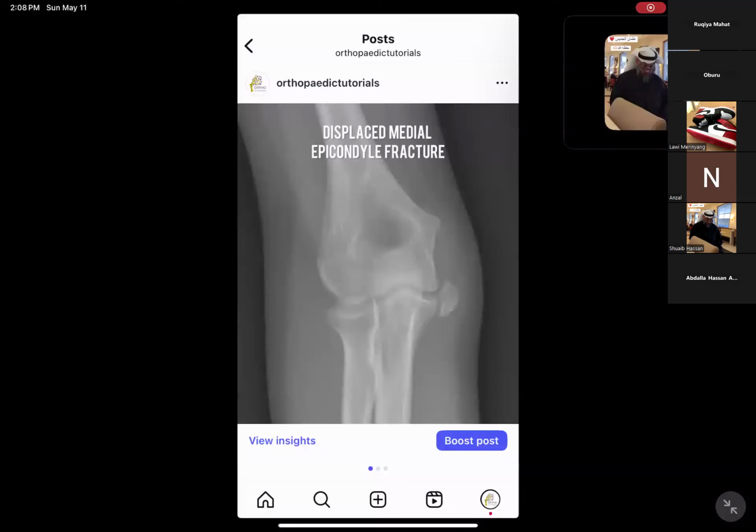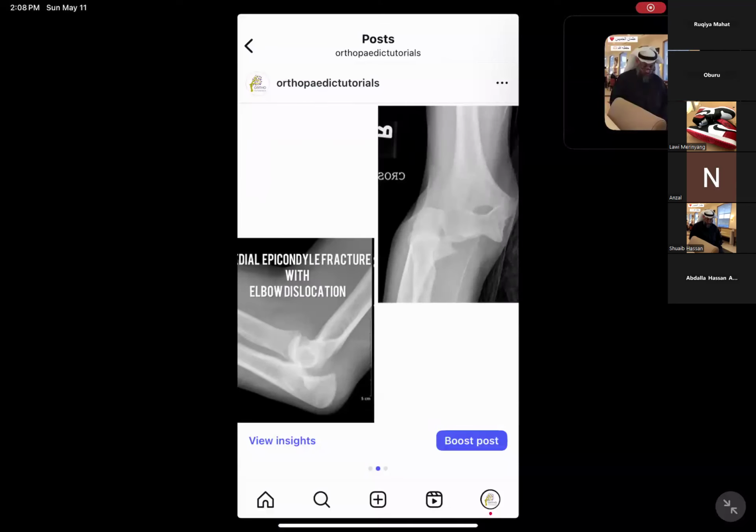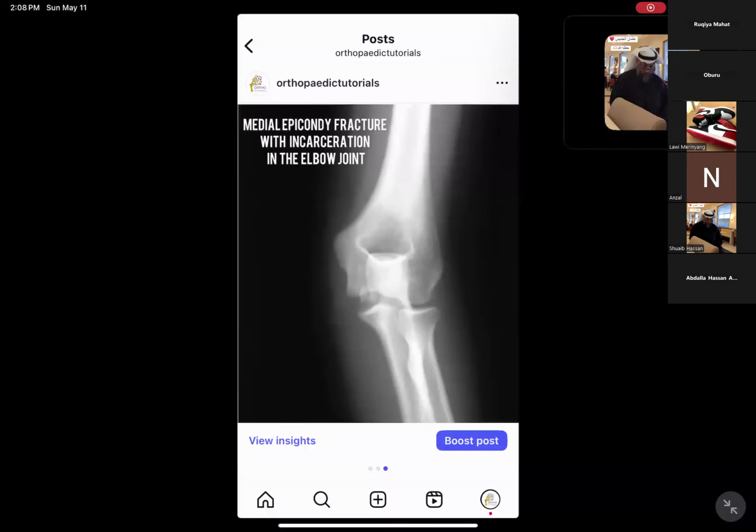It's quite displaced. And sometimes you find it can actually be entrapped in the joint. And usually it may be associated with an elbow dislocation, okay, like in this case. So this is an unusual fracture. And sometimes even when you have reduced the elbow, it may be incarcerated in the joint, okay?